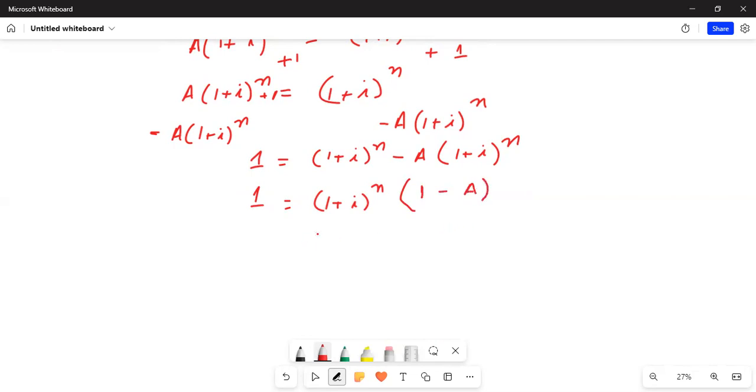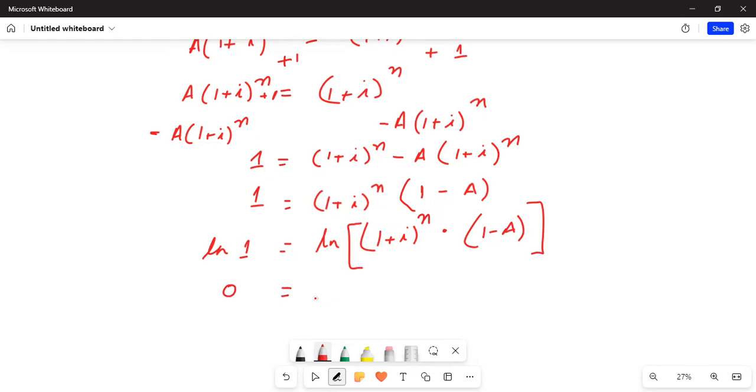So if I take the natural logarithm of both sides, ln 1 is equal to ln of the right hand side, which is (1 plus i) to the power of n times (1 minus a). Now ln 1 is 0. So 0 is equal to ln, and then I'll use the product rule of logarithm. So it is ln (1 plus i) exponent n plus ln (1 minus a).